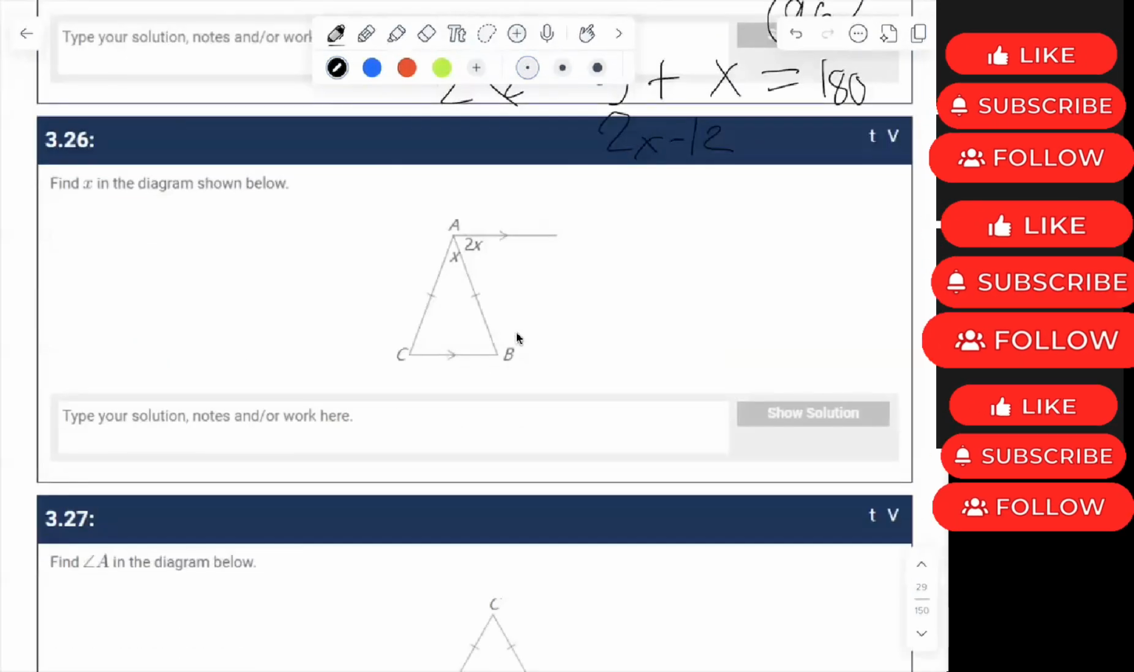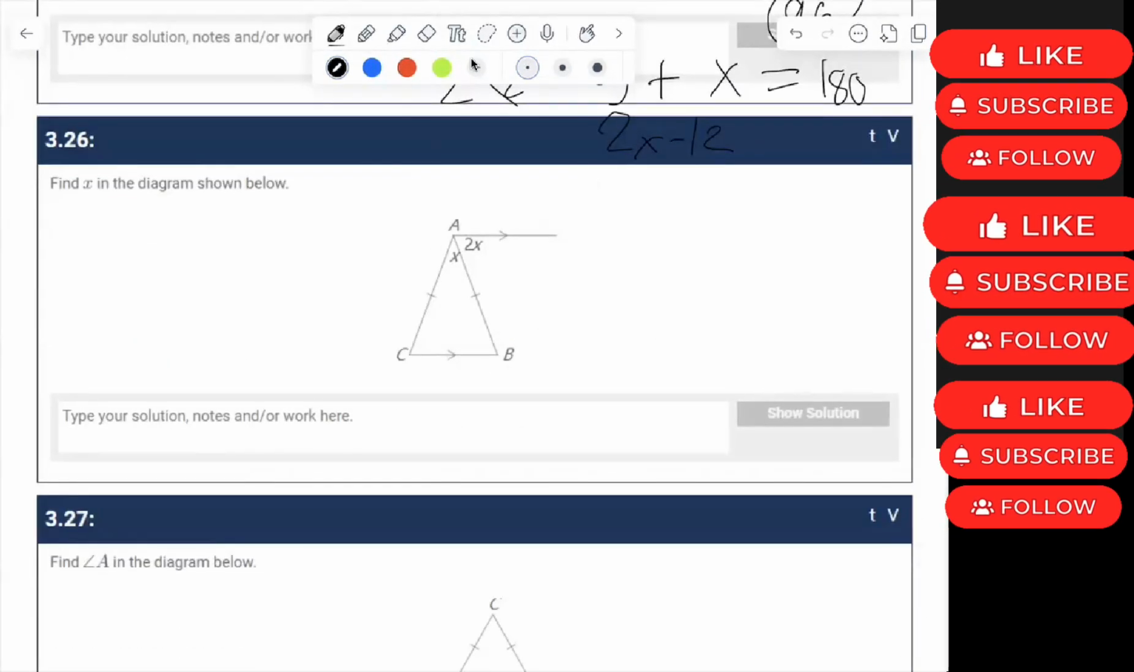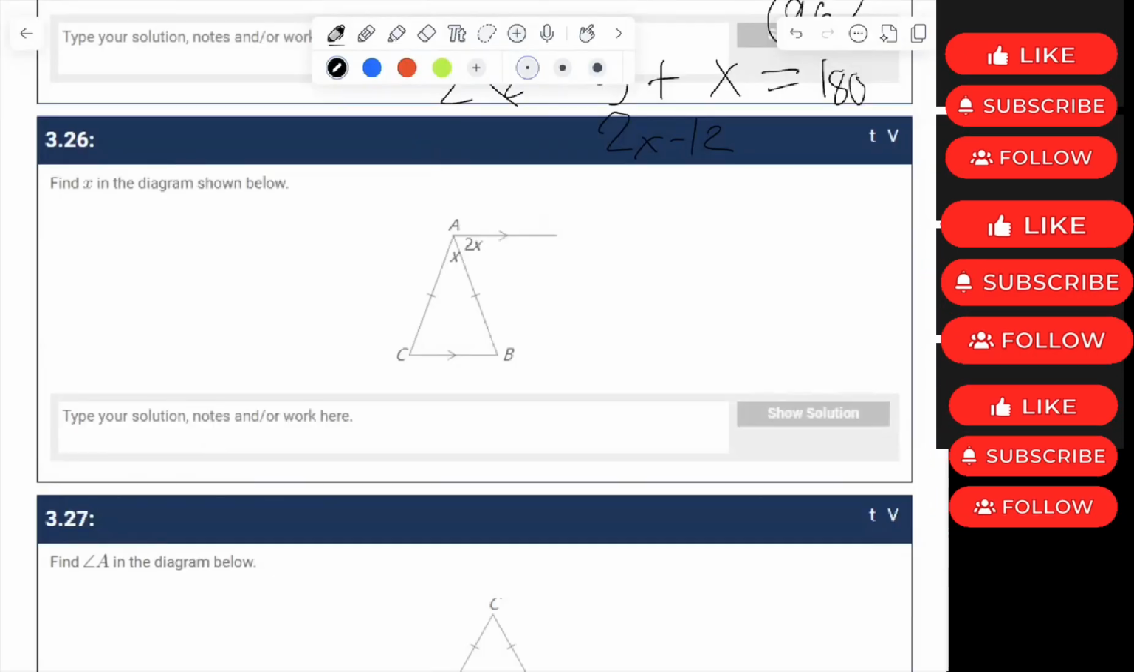Now for 3.26, find x in the diagram shown below. I'll just have a try on this question and tell me your answer in chat.